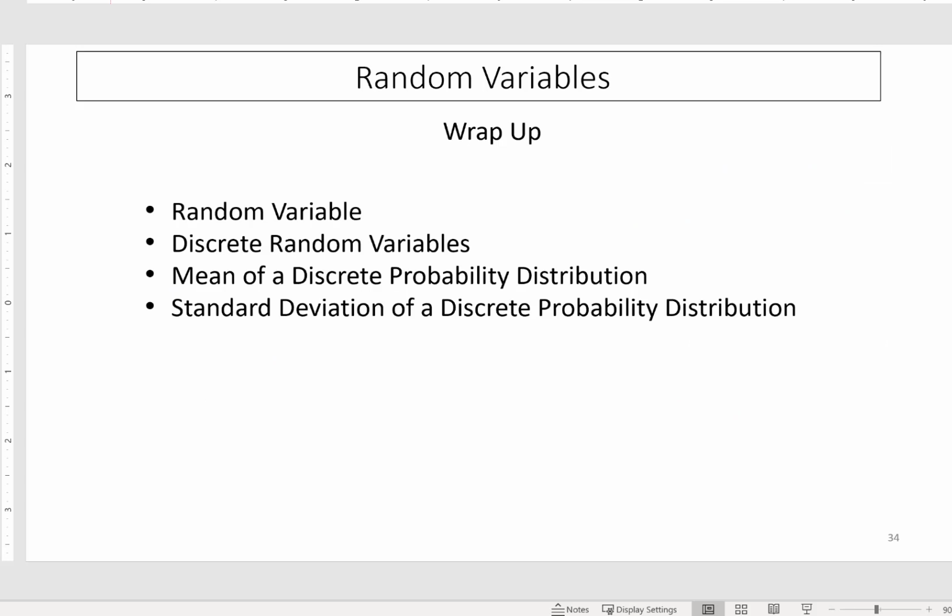So we've looked at random variables, discrete random variables, the mean and standard deviation of our discrete random variable.